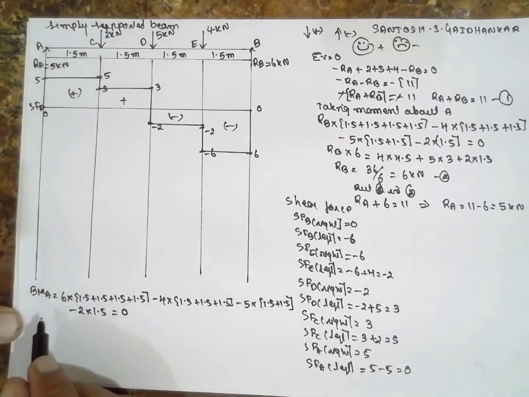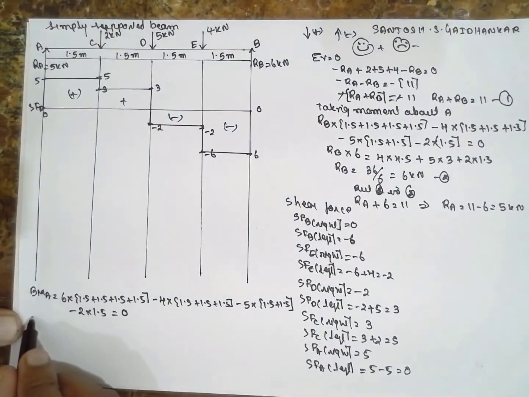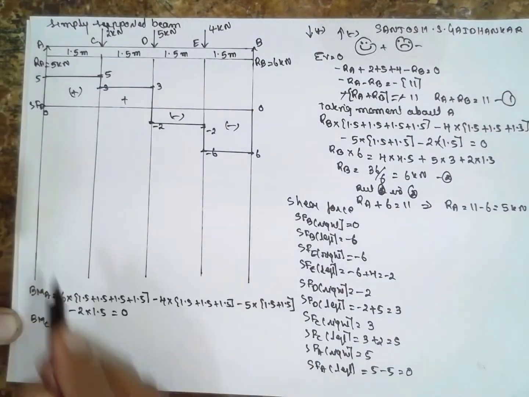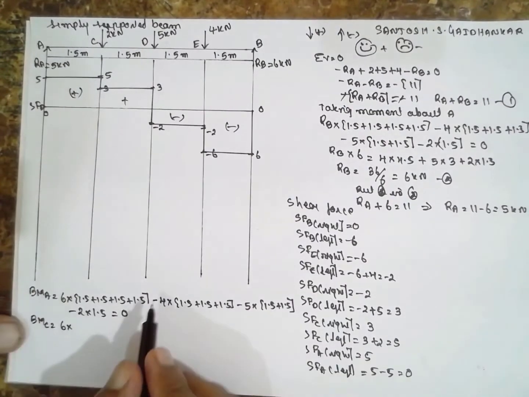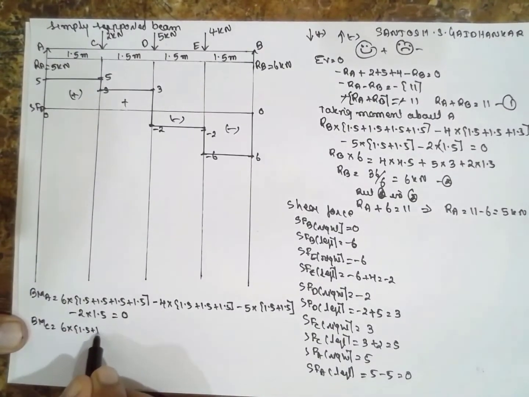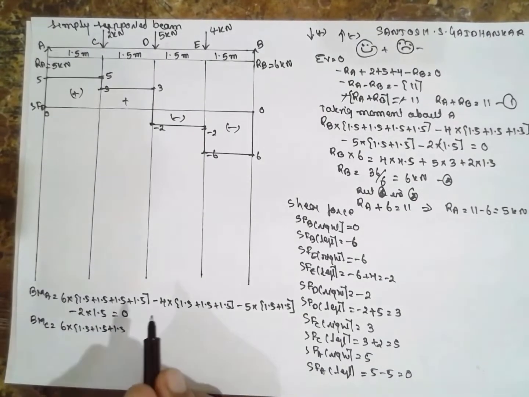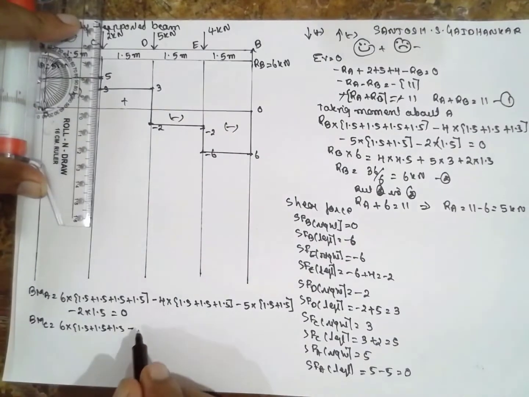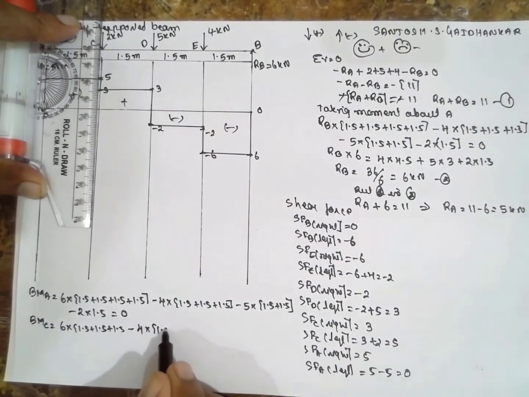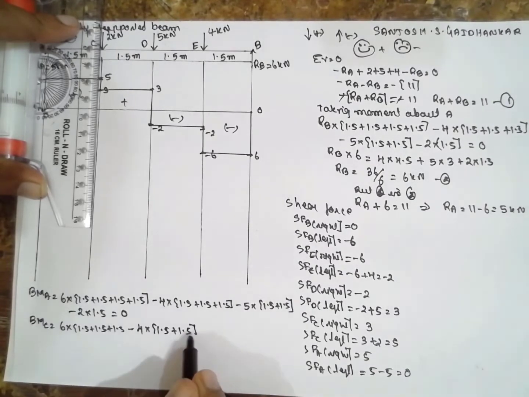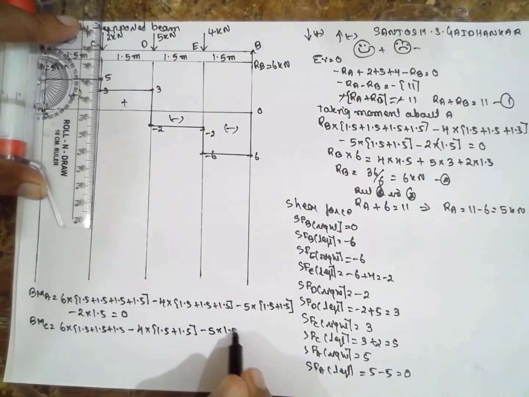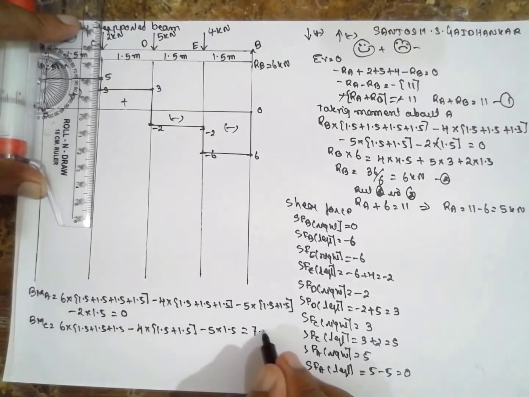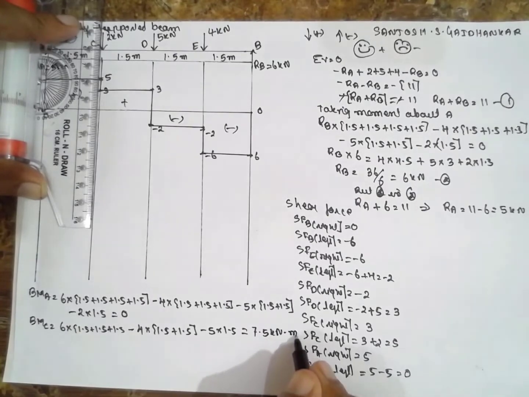Similarly, I will go for bending moment at C. Bending moment at C, again anticlockwise positive: 6 into distance, 1.5 plus 1.5 plus 1.5 up to this point. Next minus 4 into 1.5 plus 1.5, minus 5 into 1.5. Calculate, the value will be 7.5 kilonewton meter.